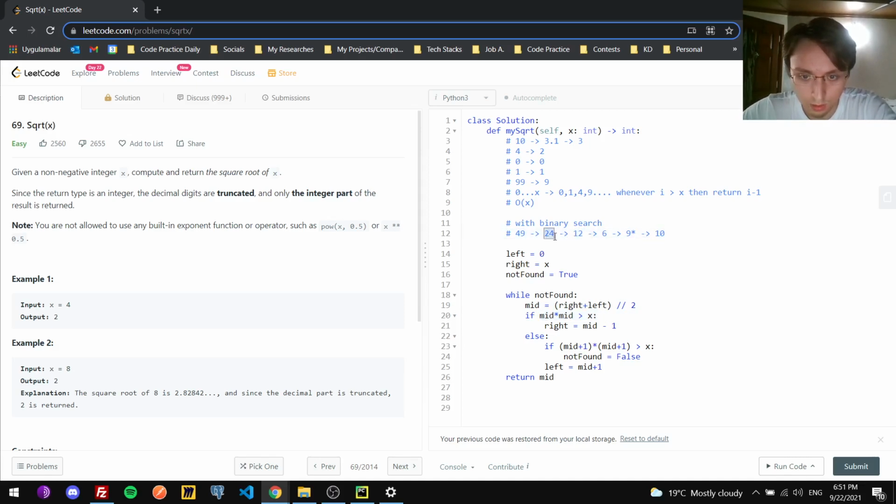Let's see, left and right. The left plus right, the right will be mid minus 1. Okay, let's see. The right here, I'm just gonna write it here. So the left is 0. The right was 99, and then it is now 49. And then we just go in here, and then the right is 48.